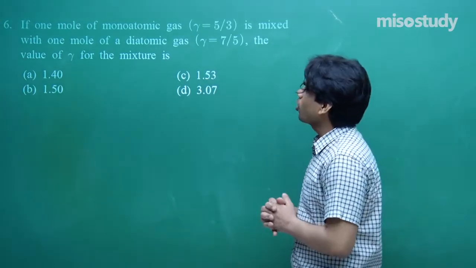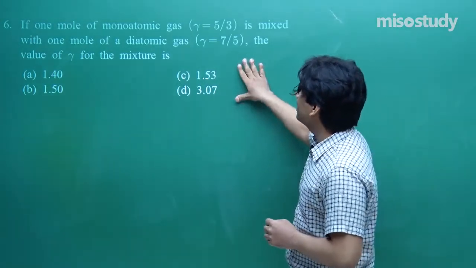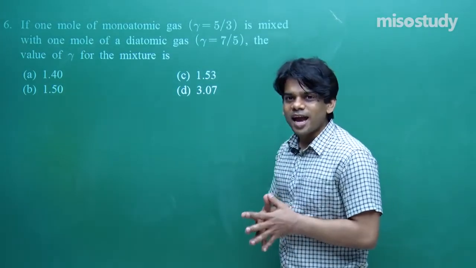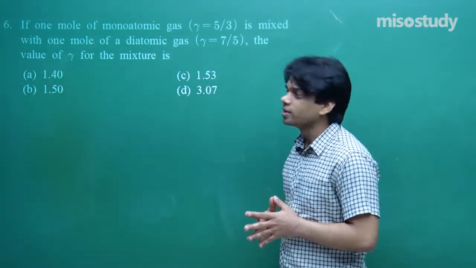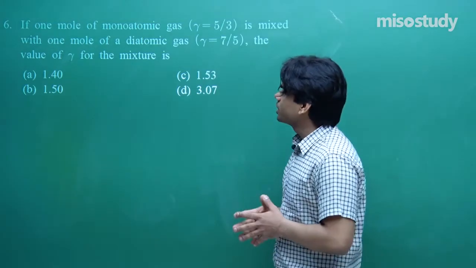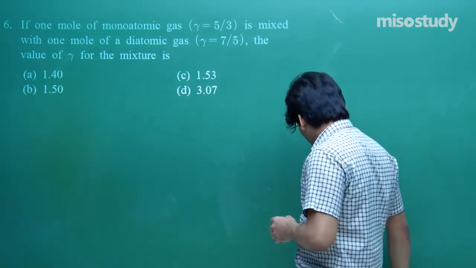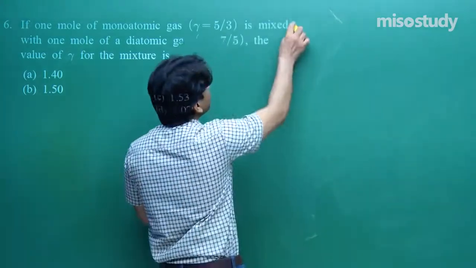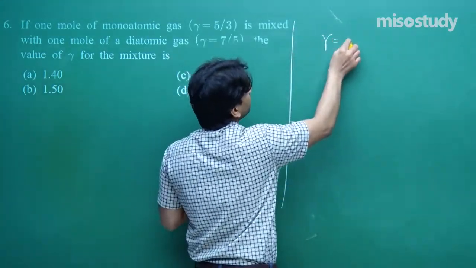If 1 mole of a monatomic gas, gamma equals 5 by 3, is mixed with 1 mole of a diatomic gas, gamma equals 7 by 5, that is, the adiabatic constant for both gases has been provided, the value of gamma for the mixture is, so we need to find out the value of gamma for the mixture. Now we all know that gamma is the ratio of Cp by Cv.